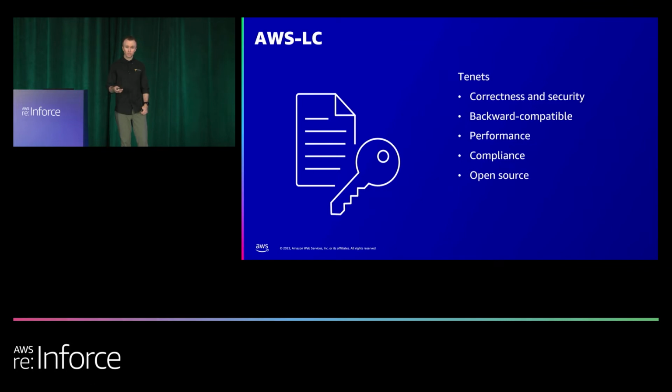Finally, AWS-LC is developed open source on GitHub. We believe it's important for us to be transparent, and this also makes it easier for our customers to interact with us and for us to interact with the broader open source cryptographic community. And by being open source, we're able to contribute back some of the valuable lessons learned and improvements we've made.